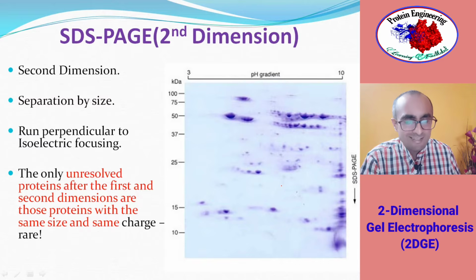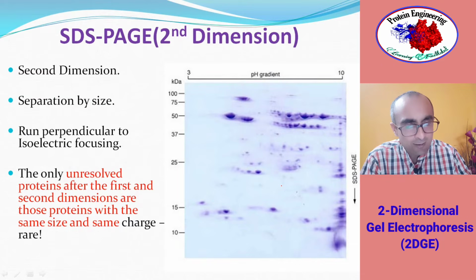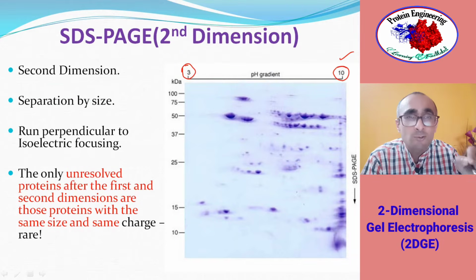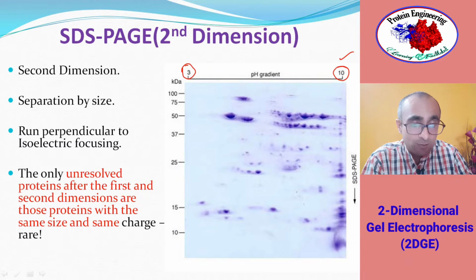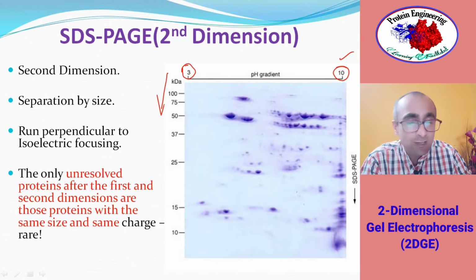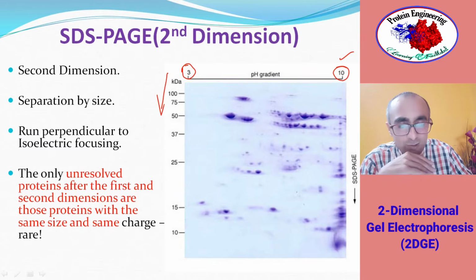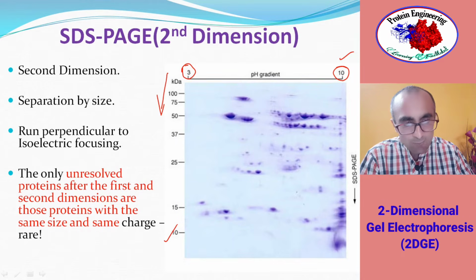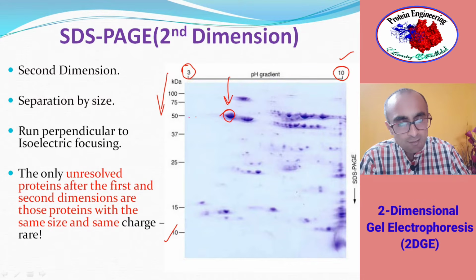And once you stain the gel, you will see many spots like this. And here on the x-axis you have the 3 to 10 pH range. This is the pH range which you have chosen in the IPG strip. So this is 3 to 10, and in the perpendicular direction proteins have migrated on the basis of their size, so you have molecular weight also. And each spot can be given a specific pI value, which is coming from the x-axis, and the molecular weight from the y-axis.